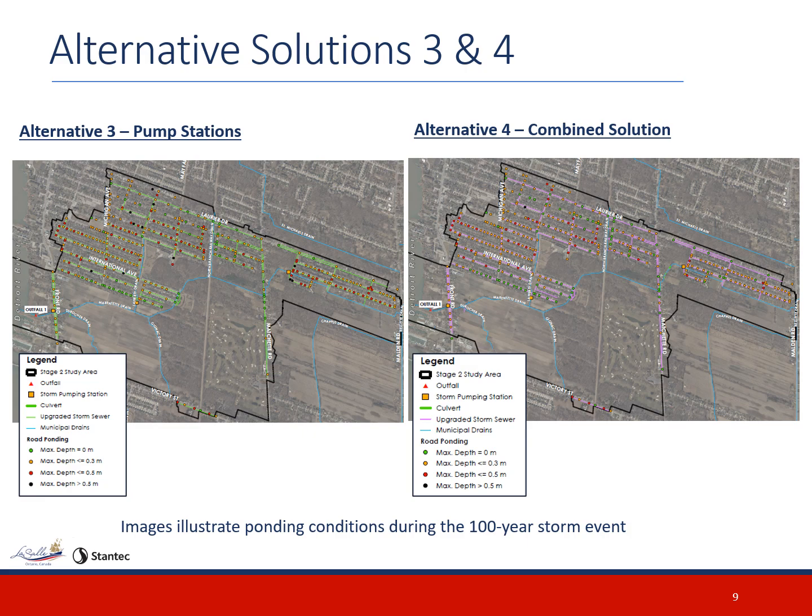The images display Alternative 3 and Alternative 4 road ponding during a 100-year storm event.